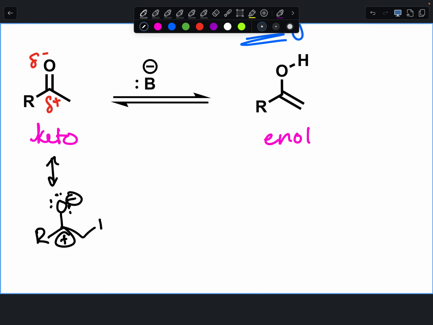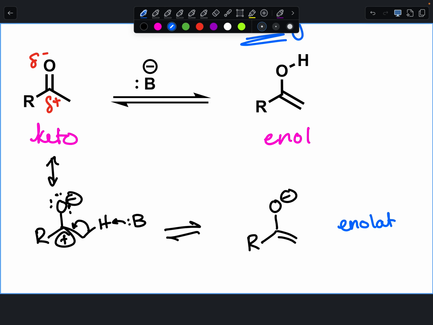Is that more stable than the conjugate base of, let's say, this? Yeah, it's a lot more stable. So does that mean that the dicarbonyl is going to be more or less acidic than the monocarbonyl? We're making a more stable conjugate base, so they're going to be more acidic. Good.